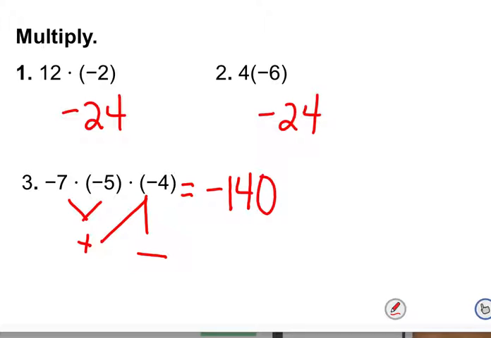Okay? Trenton? How did you get negative 140? What I did first was I said negative 5 times negative 4 is 20. And 20 times negative 7 is a negative 140. Okay?